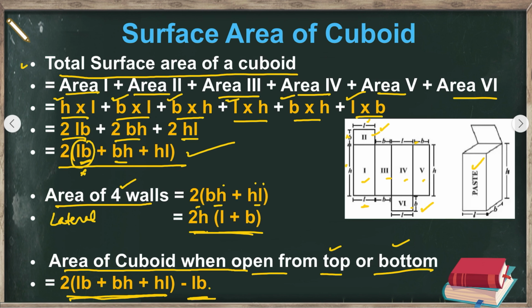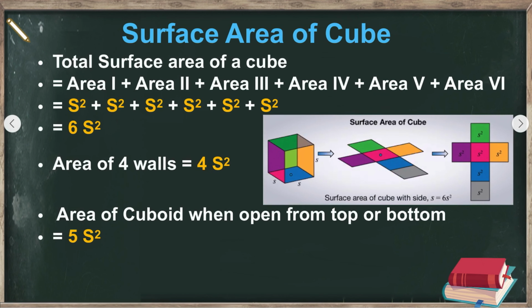First one is the surface area of the cuboid, which is given by the formula twice of LB plus BH plus HL. Second one is area of four wall, which is 2H into L plus B, and the third one is area of cuboid when it is open from either top or the bottom. Okay, now moving ahead, next we have area of cube.